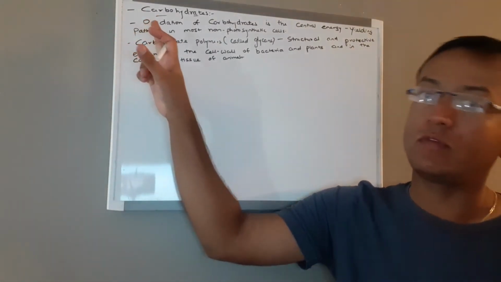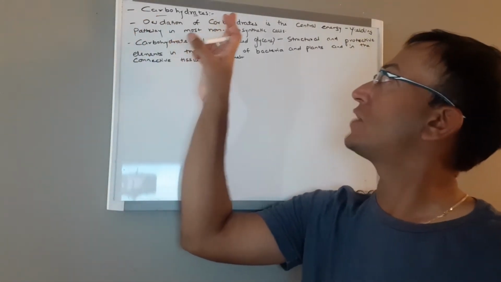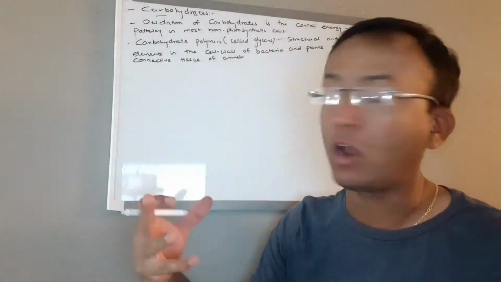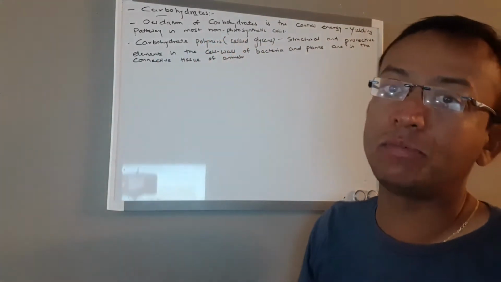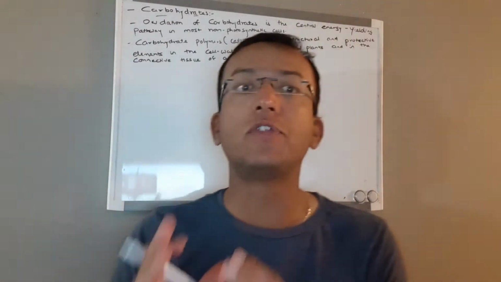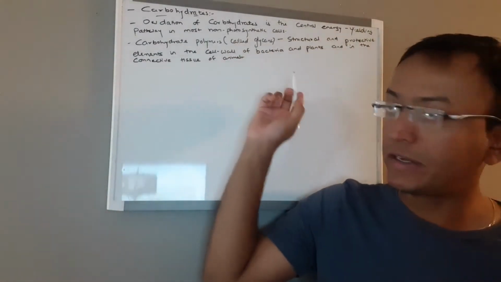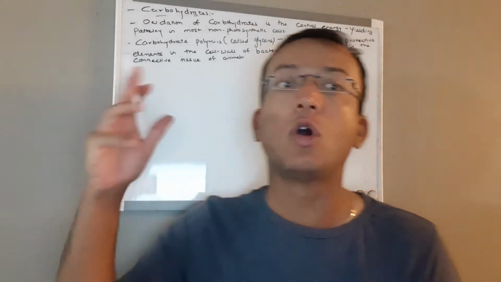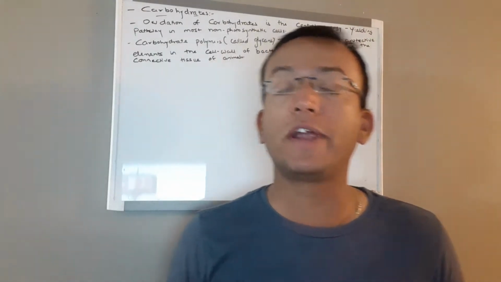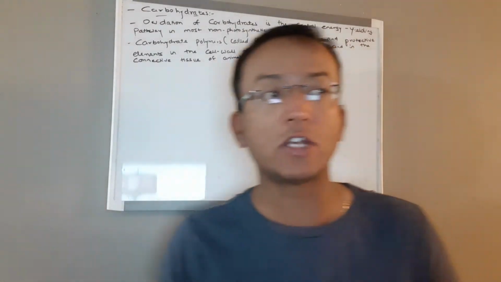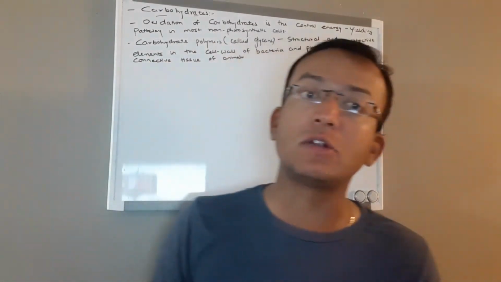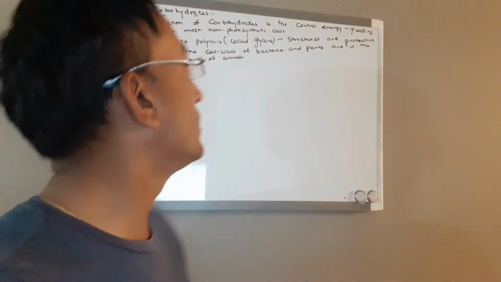So the oxidation of carbohydrates helps in the central energy yielding pathways. There are carbohydrate polymers called glycans that help as a structural and protective element in the cell wall of plants and bacteria and in the connective tissue of animals. And there are other carbohydrate polymers that help lubricate skeletal joints and participate in cell to cell recognition and adhesion, right?